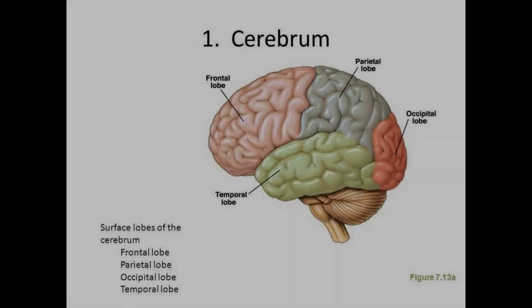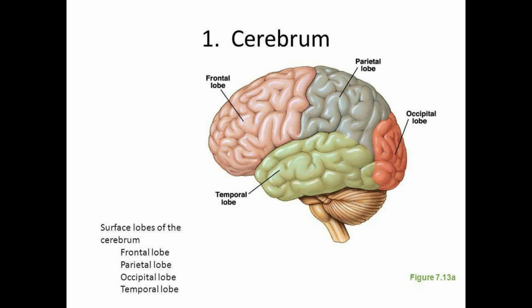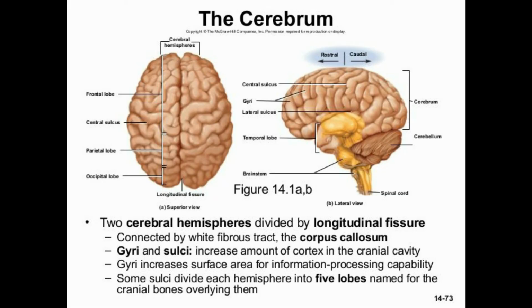The biggest part of the brain is the cerebrum. The cerebrum is the thinking part of the brain and it controls your voluntary muscles, the ones that move when you want them to.